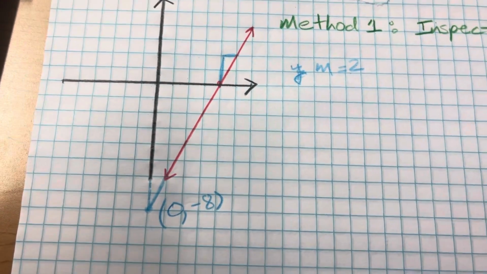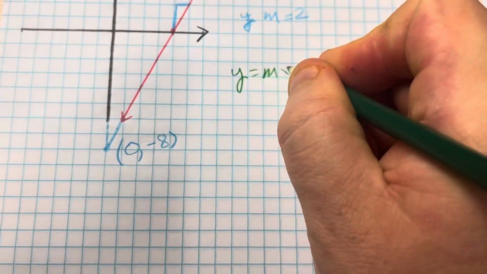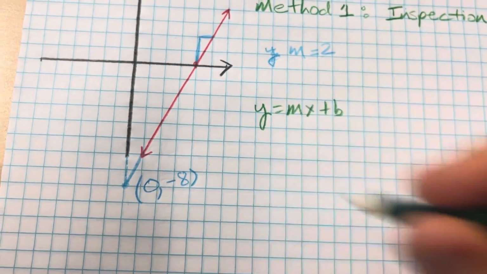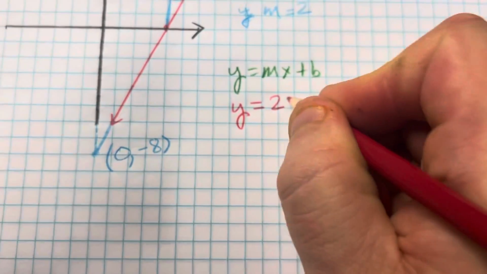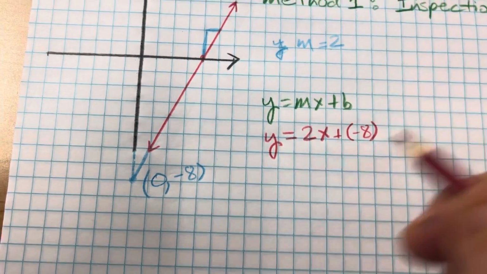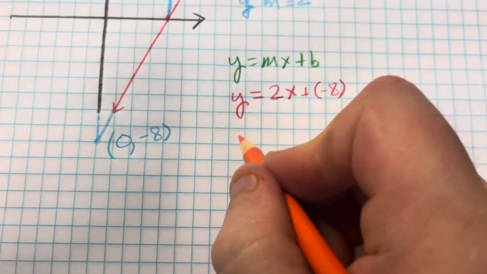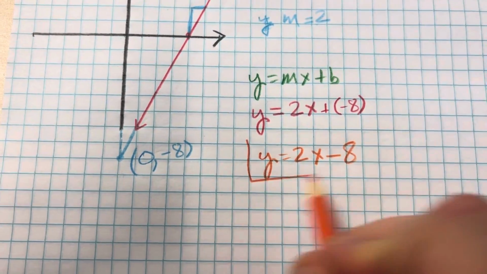Now I have the slope and I have the y-intercept, so we can write our equation in slope-intercept form. y equals mx plus b, y equals 2x plus -8, and that's going to just be y equals 2x minus 8.